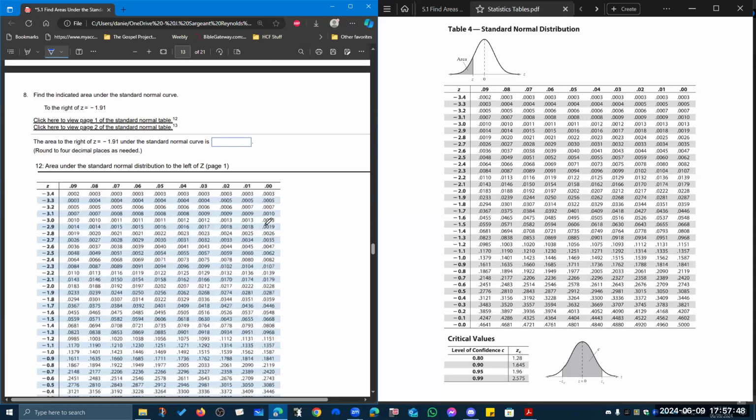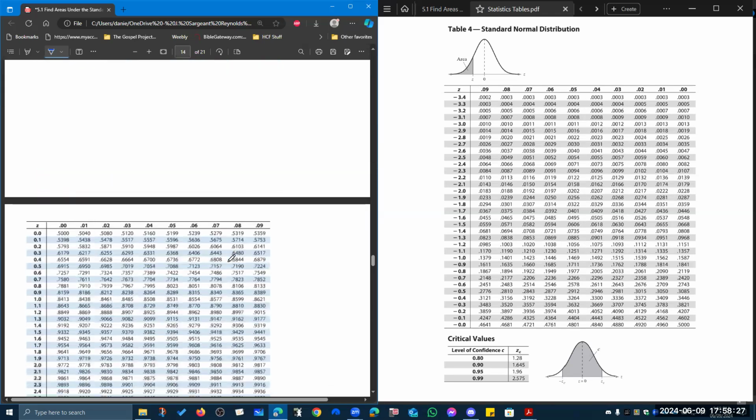To the right of negative 1.91. So negative 1.91 is 0.0281. So 1 minus 0.0281: 0, 10. This is 9, 1, 7, 9. So that's 0.9719.